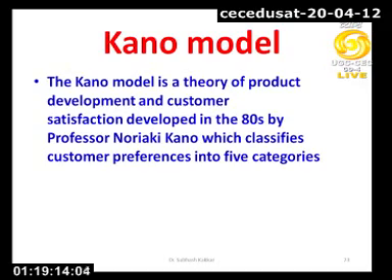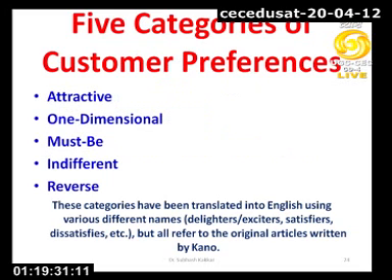The Kano model is a theory of product development and customer satisfaction developed in the 80s by Professor Kano, which classifies customer preferences into 5 categories. These categories are attractive, one dimensional, must be, indifferent and reverse, and we can add the word quality along with these, like attractive quality, one dimensional quality, must be quality, indifferent quality and reverse quality.